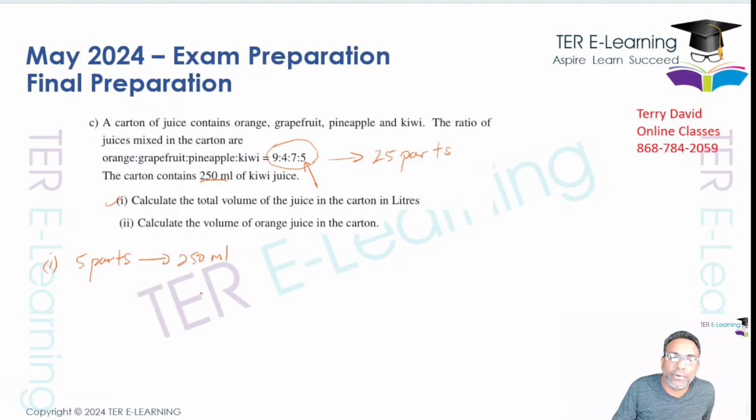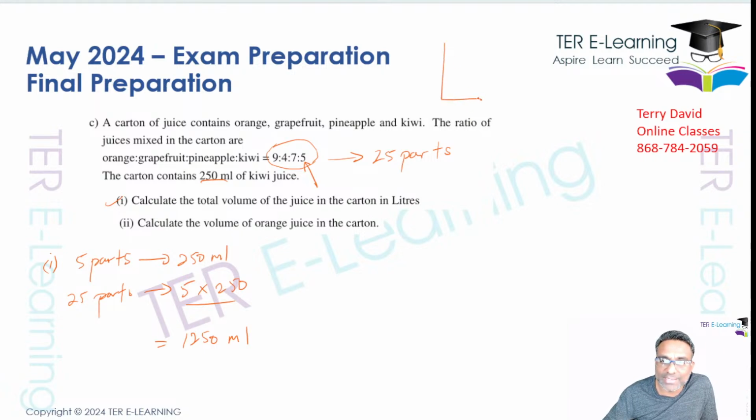Now you want to figure out what is the total volume of juice. So we're talking about the whole 25 parts now. If you know 5 parts is 250, 25 parts is simply going to be 5 multiplied by 250. So this is going to give me 1250 milliliters. So that's the total, that's the container of juice. That's how much it's filled with, and they want to answer in liters. If you want to convert this to liters, we divide by 1,000. So this is 1.25 liters. So that's the total volume of juice in the carton.